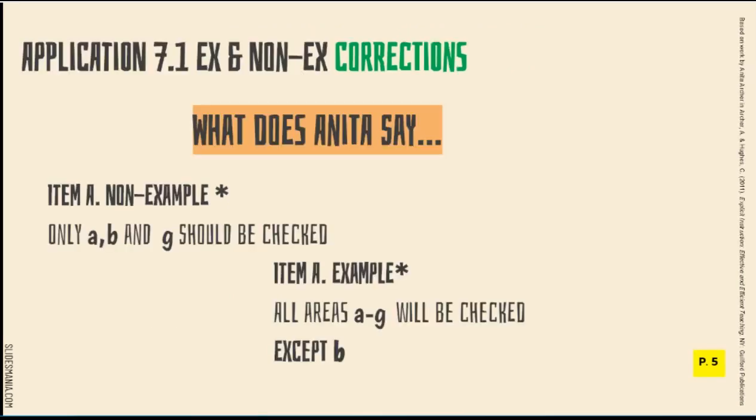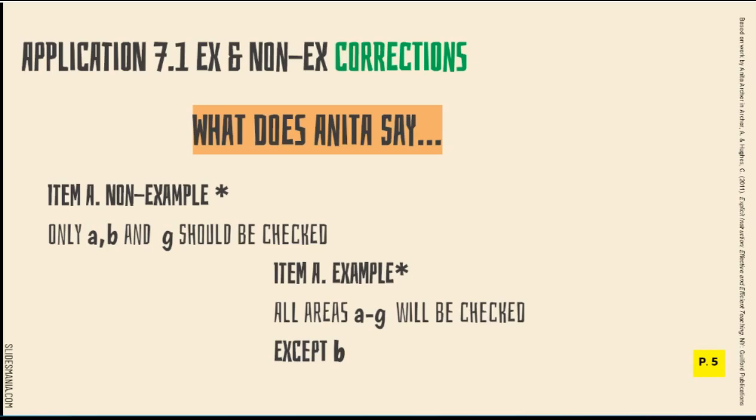According to Dr. Archer, only A, B, and G should be checked. A, it was provided. B, it was immediate. And G, it ended with the students giving the correct response, ascending. That's 3 out of 7 responses that were possible.